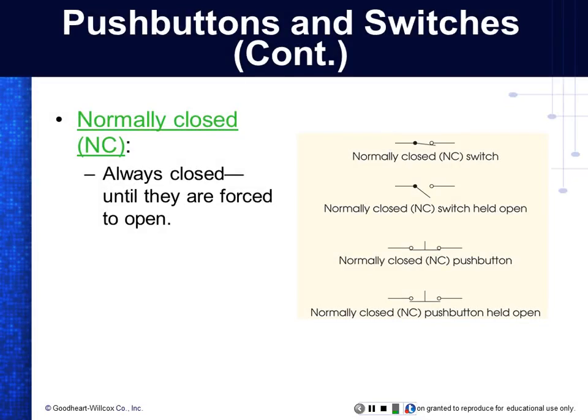These are normally closed. Notice that all of the connectors are on the bottom. They are always closed until you force them open. So when I push a normally closed, I open it. So the normal condition of this one is closed. If I push it, I open it. We also have the normally closed, held open, 2 and 4. Everybody see that? These should be in your book.